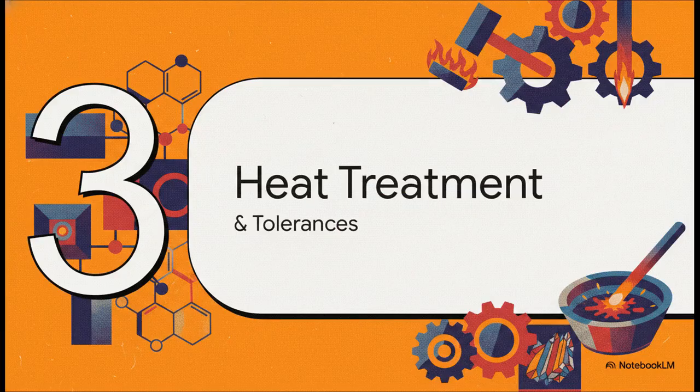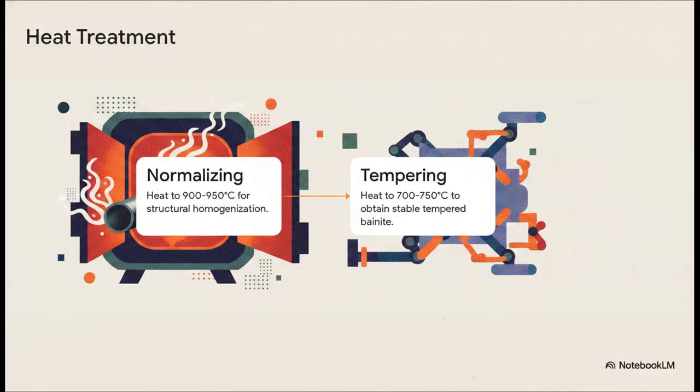Right, on to Section 3, heat treatment and tolerances. So you've got the chemistry perfectly dialed in, but how we actually treat the metal physically is what locks in its stability. For T22, the gold standard is normalizing followed by tempering. Step 1, you normalize it by heating it up to around 900 to 950 degrees Celsius to completely homogenize that internal grain structure. But it's way too brittle at this point. So Step 2, you temper it between 700 and 750 degrees Celsius. That balances out the toughness, relieves the internal stress, and leaves you with a beautifully stable, tempered bainite structure.